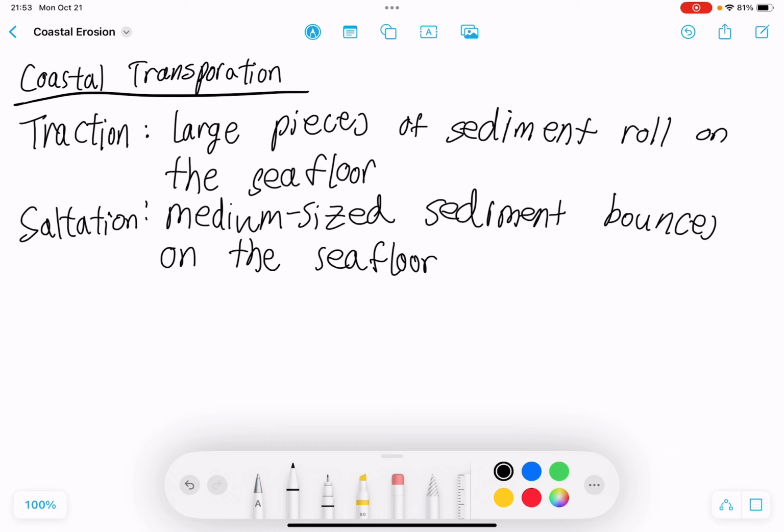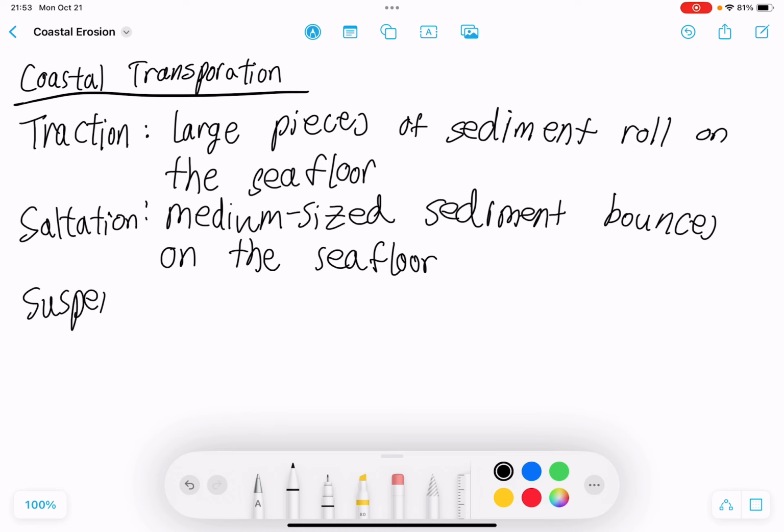And still, however, after that, the waves lose energy and they fall back onto the sea floor. So it's moving faster. It's bouncing like that. So we're going in size order from largest rocks to largest sediments to smallest sediments.